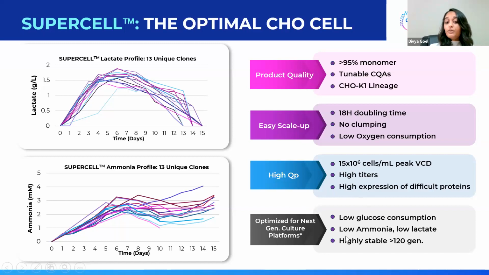And lastly, the metabolic profiles of our CHO-K1 cell line is optimal as well. We observe low glucose consumption, low ammonia, and low lactate. And on the left-hand side here, you can see the lactate profile for 13 unique clones that we profiled during the fed batch production run. Cells peak at about 2 grams per liter of lactate, and then that's subsequently consumed by the cells. And similarly, ammonia production peaks at no more than 4 or 5 millimolar.